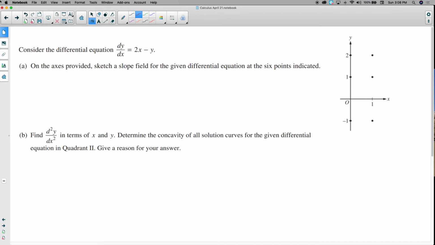Okay, so let's see. I've got 15 minutes to do one more before I let you loose on one of your own. And here we go. Consider the differential equation dy/dx, which equals this two variable function, 2x minus y. I don't need to reiterate what we have there. We do not have the original function. We have its derivative. On the axis provided, sketch a slope field for the given differential equation at the 6 points indicated. Okay, so that is super tedious now that we know how to do it.